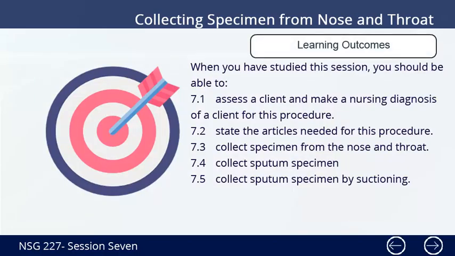Learning outcomes. When you have studied this session, you should be able to: 1. Assess a client and make a nursing diagnosis of a client for this procedure. 2. Set the articles needed for this procedure. 3. Collect specimen from the nose and throat. 4. Collect sputum specimen. 5. Collect sputum specimen by suctioning.